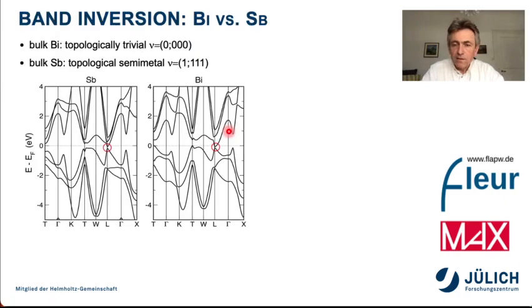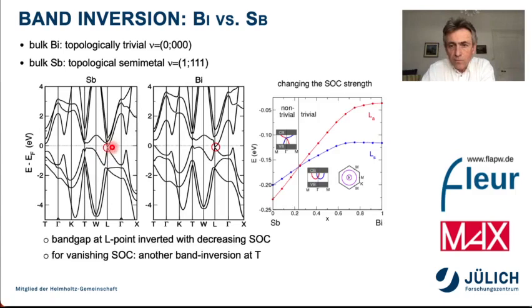And I've chosen here a different example, bismuth and antimony, because they also have a very similar band structure. They are semi-metals with a small band gap here at the L point. And now if you calculate these states here at the L point, and if you play with the spin orbit coupling strengths just a little bit, then you see that one of the states goes down, whereas the other goes relatively up.